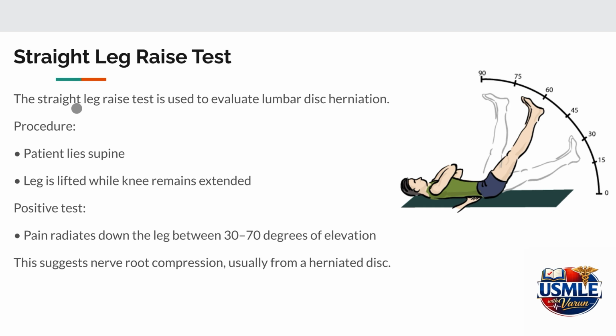The straight leg raise test is commonly used to evaluate lumbar disc herniation. Whenever we suspect lumbar disc herniation, we can perform this test. During this test, the patient lies flat while the examiner lifts the patient's leg with the knee extended. The patient experiences pain radiating down the leg when the leg is raised between 30 and 70 degrees of angle. The test is considered positive. This indicates irritation or compression of a lumbar nerve root.